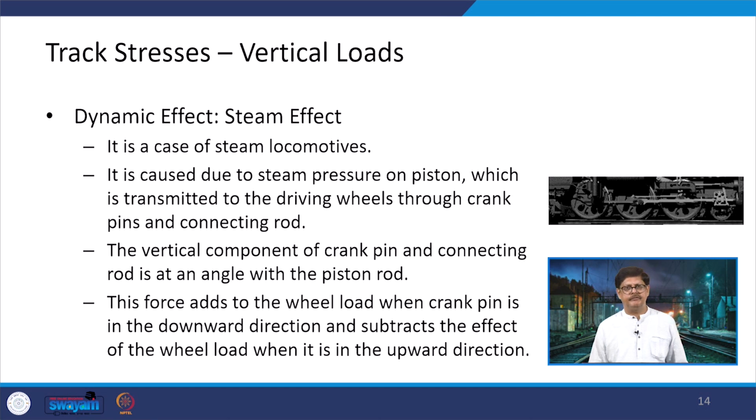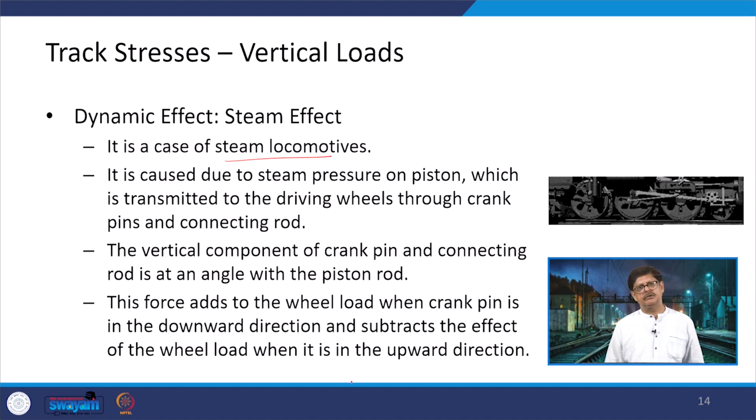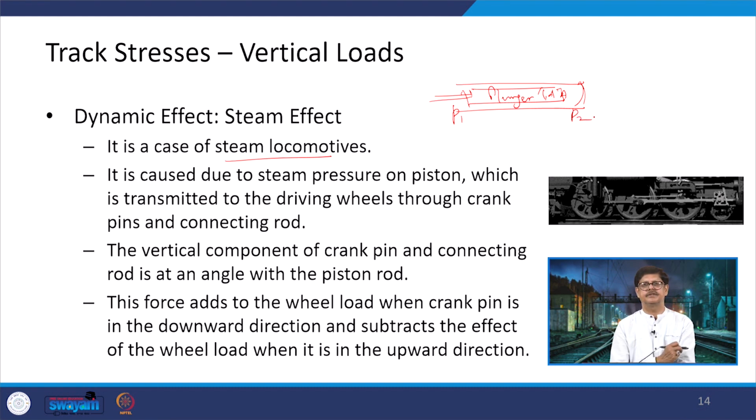Another one is the steam effect, and again this is related to steam locomotives. Now, how is it caused? When we talk about the steam effect, we are talking about a case where there is an encasement in this form, and the plunger is moving inside it, of a diameter, previously as we talked about, small d, with a cross-sectional area of A, and there is a pressure at the back and the front. So there is a difference in pressure, and the length over which this moves is the stroke length, that is L, we considered.